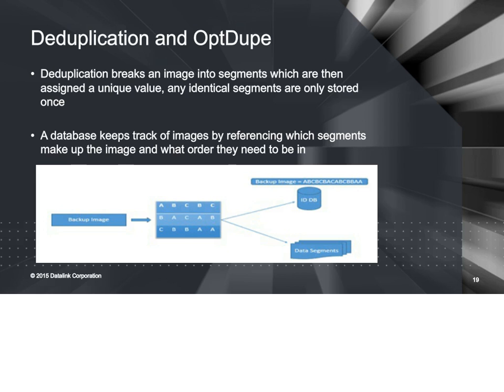So you can see in the image below, you have your backup image on the left. Then in the middle, you have every segment that makes it up. And if you notice, there's only 3, A, B, and C. And the whole image is made by multiple variations of those same segments, just in a different order. So when you're storing the image, why do you have to store the whole image if you can just store one of each segment and then keep a database that tells you which order to put them in? So that's what a deduplication engine does.